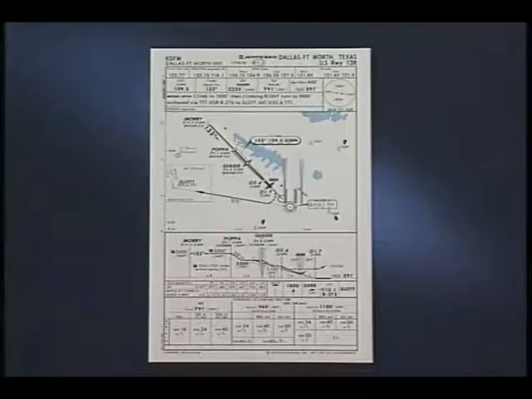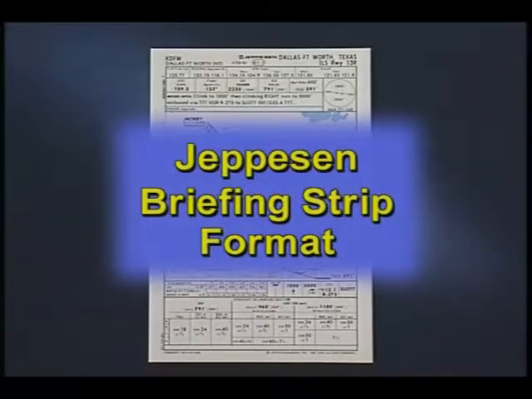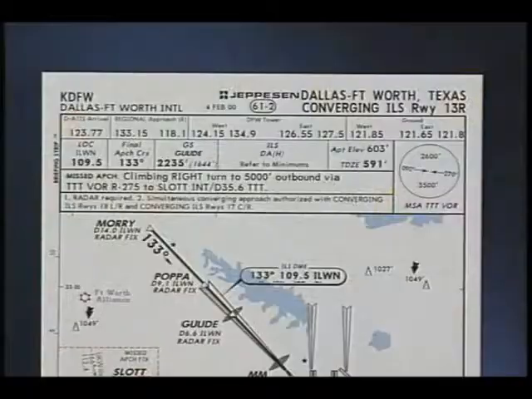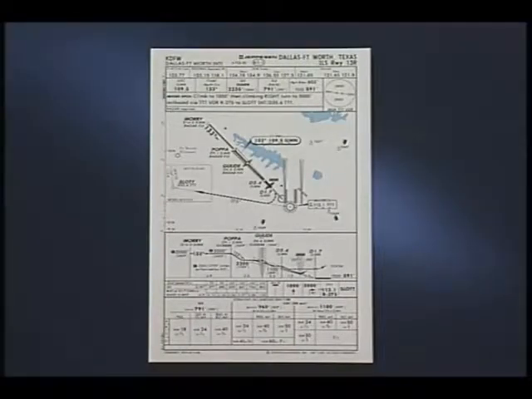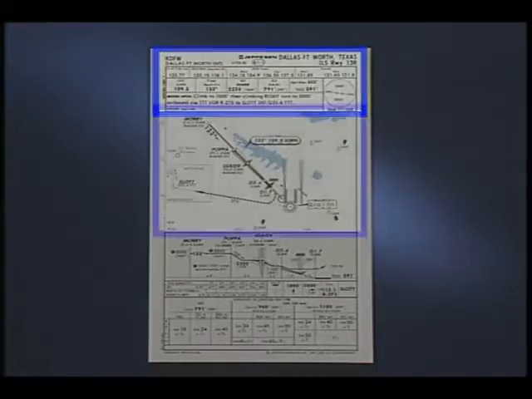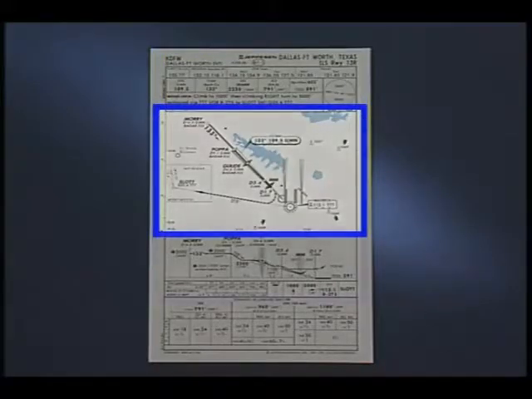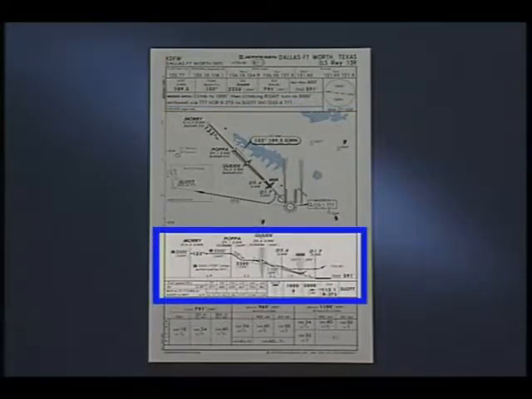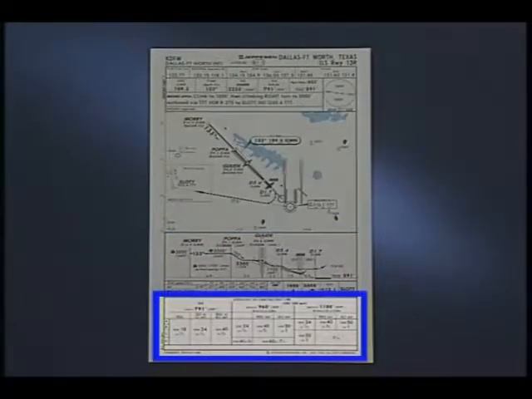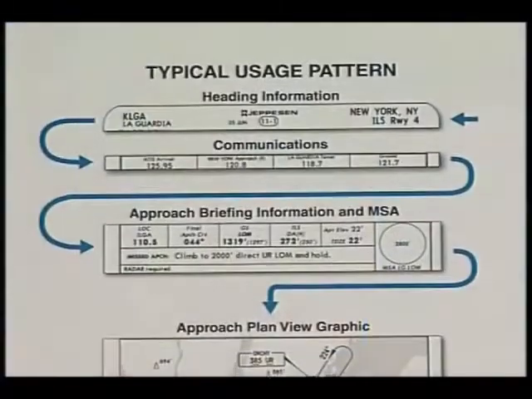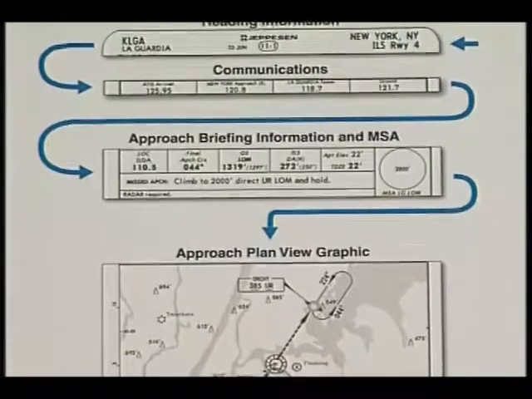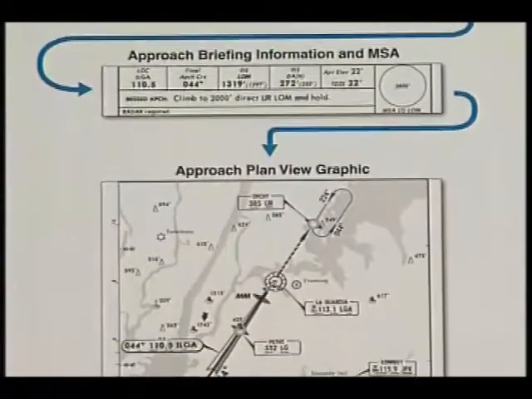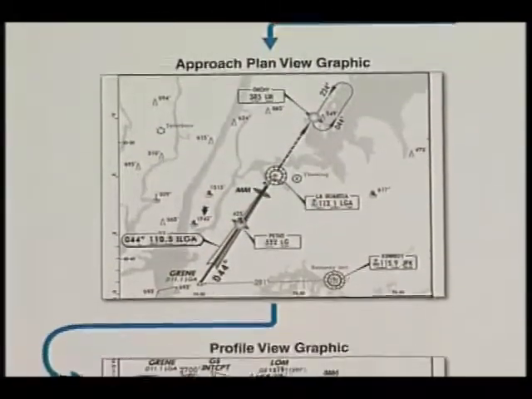The new chart format is known as the Jeppesen briefing strip format. This program concentrates on the briefing strip format. The briefing strip approach chart format is divided into 4 sections: heading, plan view, profile view, and landing minimums. The information is arranged in a specific pattern based on how pilots review and use the chart data.